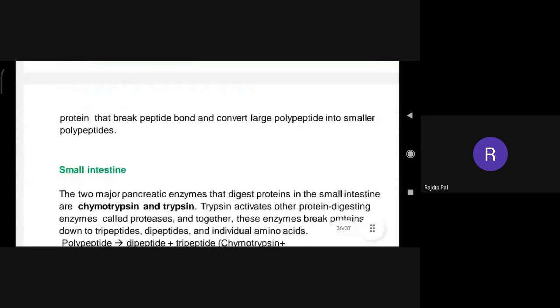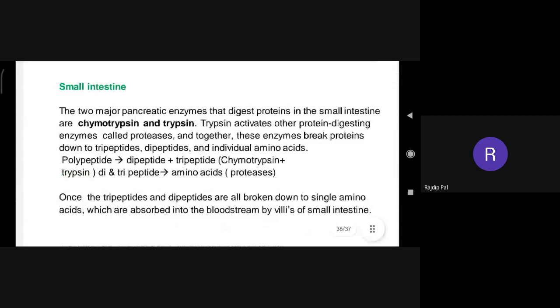Now, in the small intestine, the two major pancreatic enzymes that digest proteins are chymotrypsin and trypsin. They activate other protein-digesting enzymes called proteases, and together these enzymes break protein into tripeptides, dipeptides, and individual amino acids.